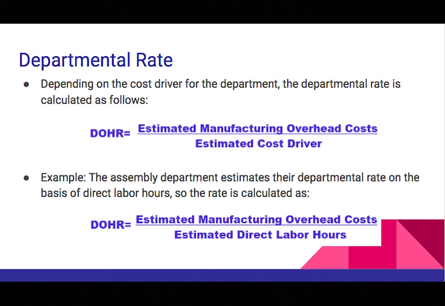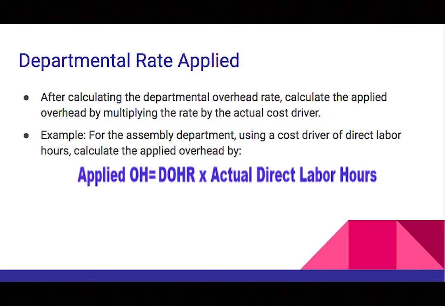Next, I will discuss how to calculate the departmental overhead rate. Depending on the cost driver, the departmental overhead rate is calculated as estimated manufacturing overhead costs divided by the estimated cost driver. If we take the assembly department and estimate their departmental rate on the basis of direct labor hours, the rate is calculated as follows: estimated manufacturing overhead costs divided by the estimated direct labor hours.